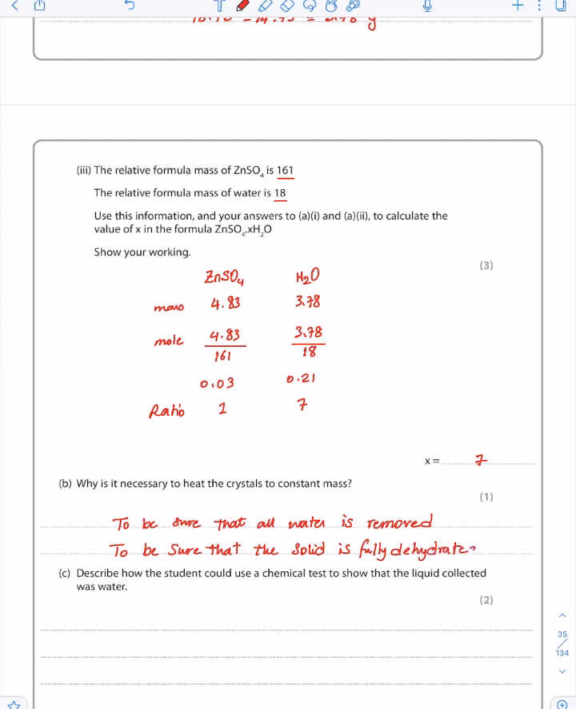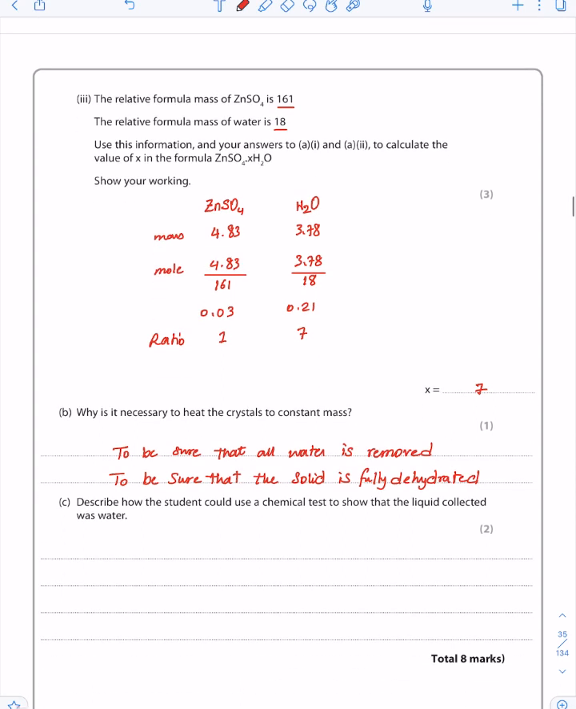طيب question C. Describe how the student could use a chemical test to show that the liquid collected was water. عشان يتأكد إن الليكويد collected فيها مية، بيعمل adding للليكويد على anhydrous copper 2 sulfate، يقلب from white to blue. فالcolor changes from white، اللي هو لون anhydrous copper sulfate، لـ blue، اللي هو لون hydrated copper 2 sulfate. يبقى الcolor changes from white to blue.